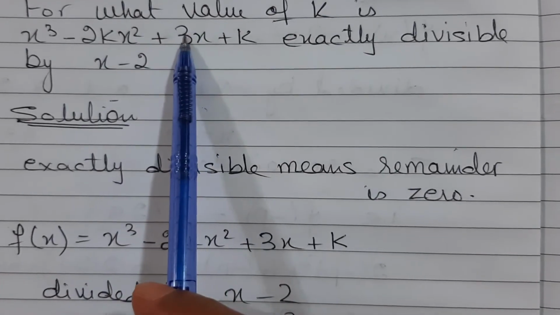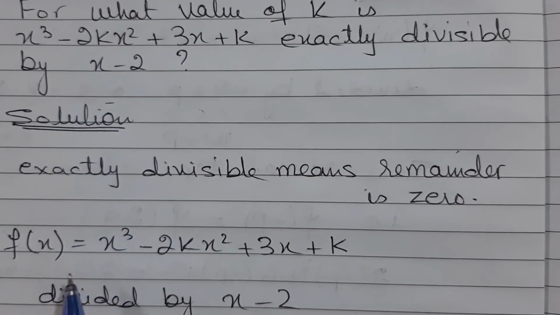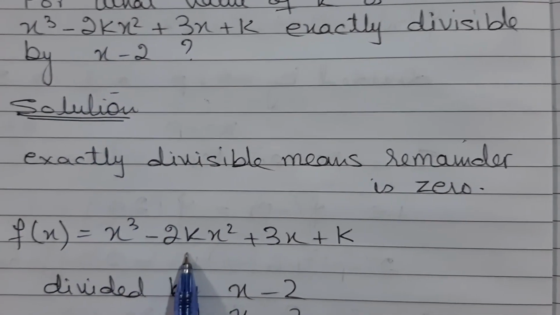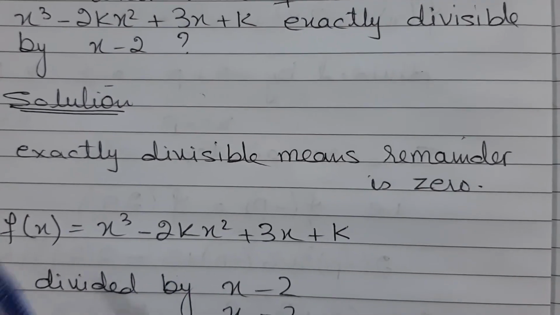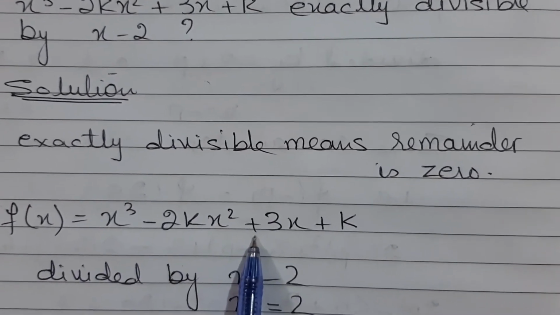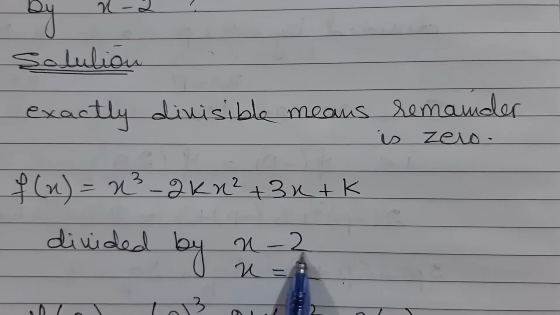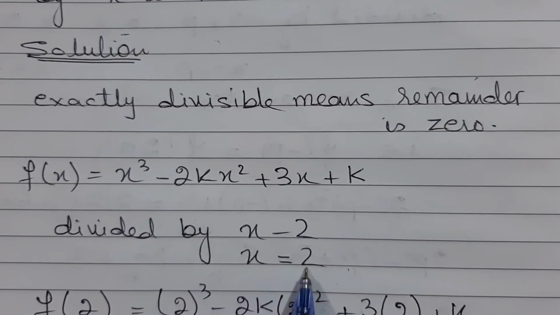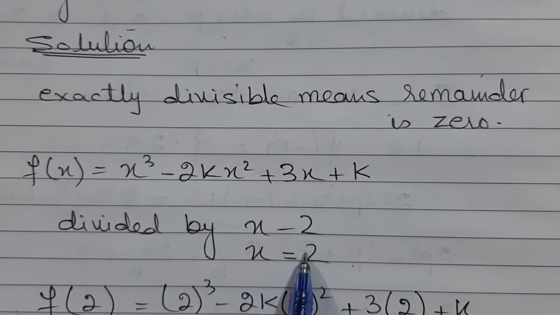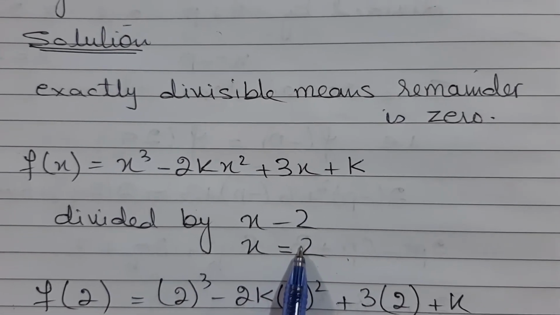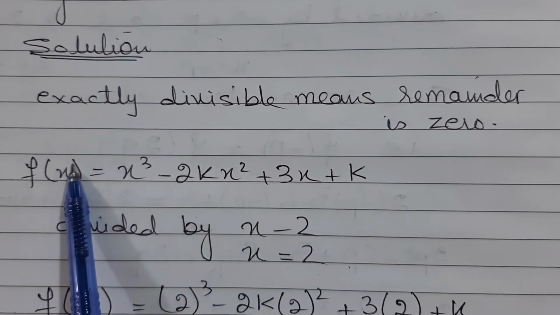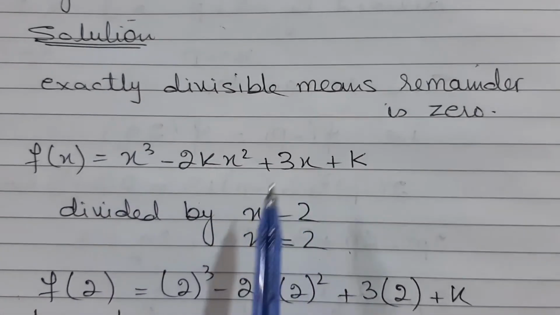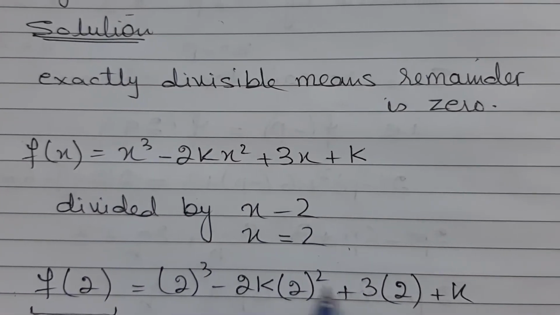I'm giving a name to this polynomial, f of x, just like a function. Okay, we say y equals this, I'm saying f of x equals this. And now it is divided by x minus 2, so I'm putting it equal to 0. So it will be x equals 2. So this value of x, which I am getting from the divisor, I will put here everywhere. Can you see? I have put it everywhere.